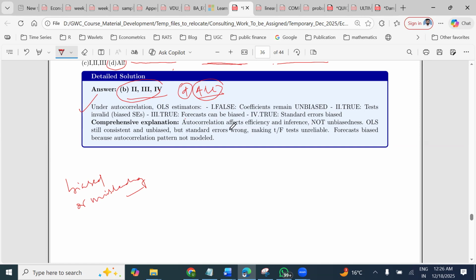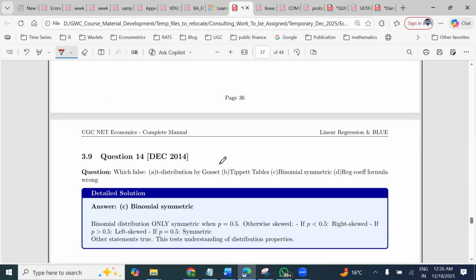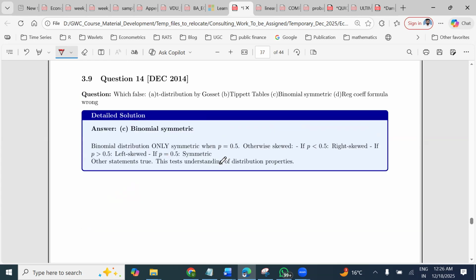Forecast bias: standard autocorrelation affects efficiency and inference only, not unbiasedness. So OLS is still consistent, but here there is no problem. Standard errors can go wrong, and that is the reason why t and F tests will be unreliable. And forecast is biased because the autocorrelation pattern is not valid. Here the answer is correct, but only the first sentence's word misleading is a little off. You have to check. But we have analyzed all the statements, that is important. Then, which is false? Just see if there is any error here.